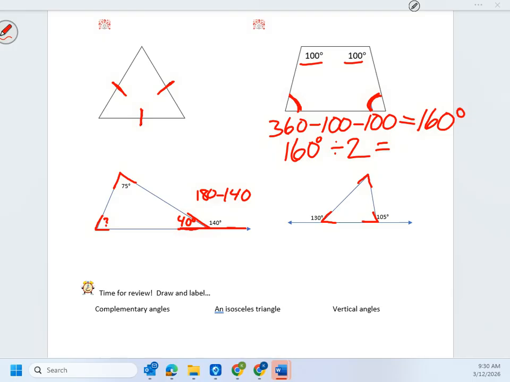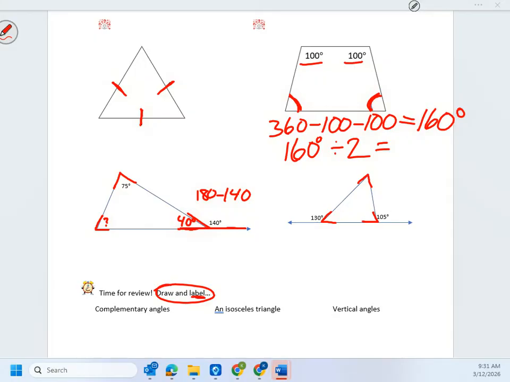Did you have a question, Jack? No. You sure? Yeah. So we have to use that information that we know. Sometimes it might be vertical angles or corresponding angles. On this page, it's supplementary angles that we need to rely on. And then on the bottom, when it says draw and label, make sure you put those degree measurements. You need to label.